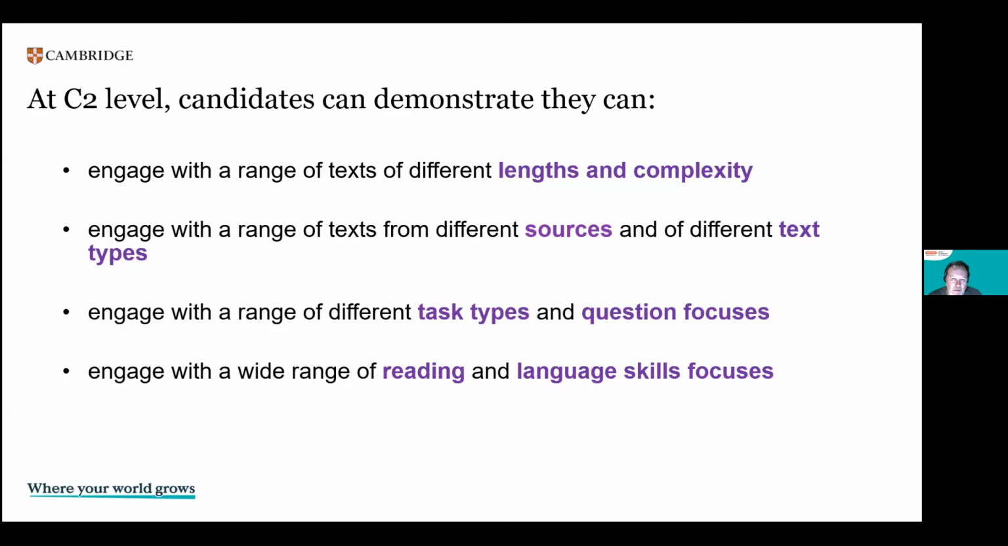Okay. So at C2 level for reading and use of English, a candidate needs to demonstrate that they can engage with a range of texts of different lengths and complexity. Most of the texts for the reading part are very long, and it's a complicated test. But you need to be able to deal with those texts quickly and efficiently. And that means that you don't have time to read everything. You have to be able to find the information you need and answer the questions quickly and efficiently. Okay, if you stop and read all the text, you will run out of time.